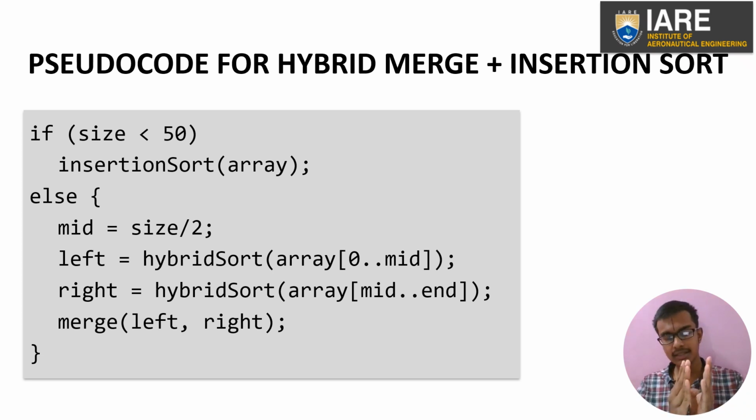The mid is equal to the middle element's index, which is equal to the size of the array divided by 2. The left part of the array is the hybrid sorted version of the array from the 0th element to the mid element, and the right part of the array is the hybrid sorted version of the array from the mid element to the ending element. And finally we are telling the system to merge this left and right, hence the array we get is a sorted array.